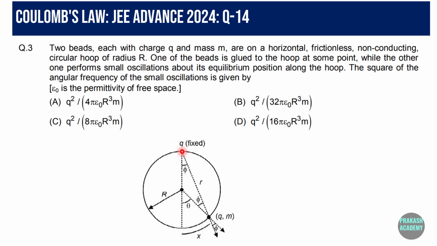So this bead is fixed, but this bead is doing SHM, that is simple harmonic motion. Then we have to find the square of the angular frequency of small oscillations. So this means we have to find the angular frequency, and the square of the angular frequency. So let us try to solve this problem.